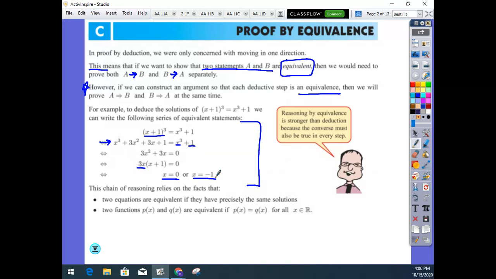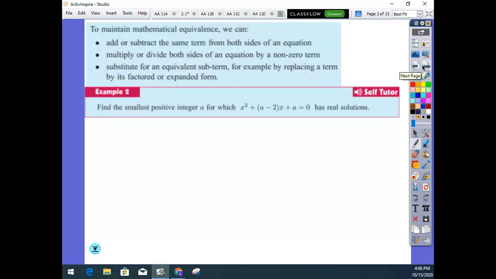So this chain of reasoning relies on the fact that two equations are equivalent if they have precisely the same solutions, and two functions are equivalent for every x belonging to the reals. All right, so there are certain things that we can do for equivalence: add or subtract, multiply, divide, or substitute for an equivalent subterm. And we see that here and there.